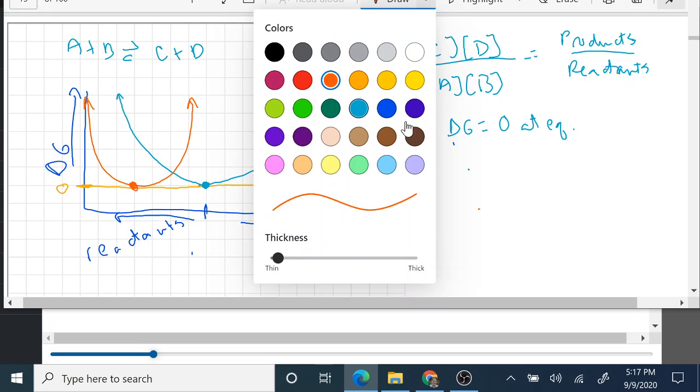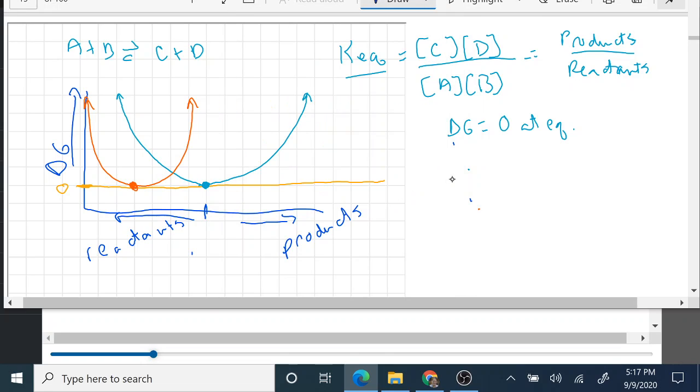And so we could have a situation where we have, I don't know what color to use, more products than reactants at equilibrium, and as we increase the reactants, we're going to increase delta G. As we increase the concentration of products, we're moving away from equilibrium, we're going to also increase the delta G, okay?